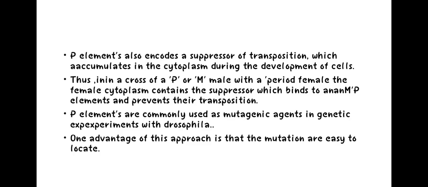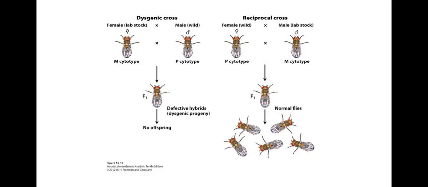P elements are commonly used as mutagenic agents in genetic experiments in Drosophila. An advantage of this approach is that the mutation can be easily located. Dysgenic cross and reciprocal cross.